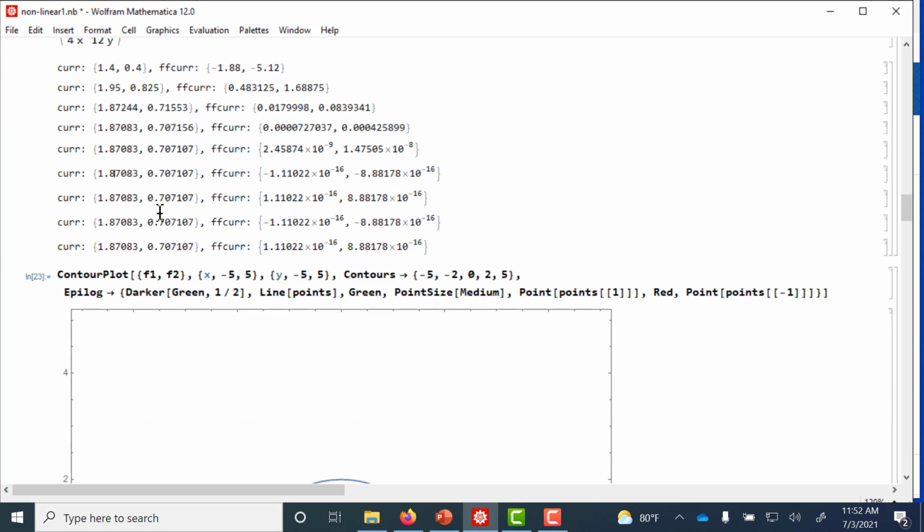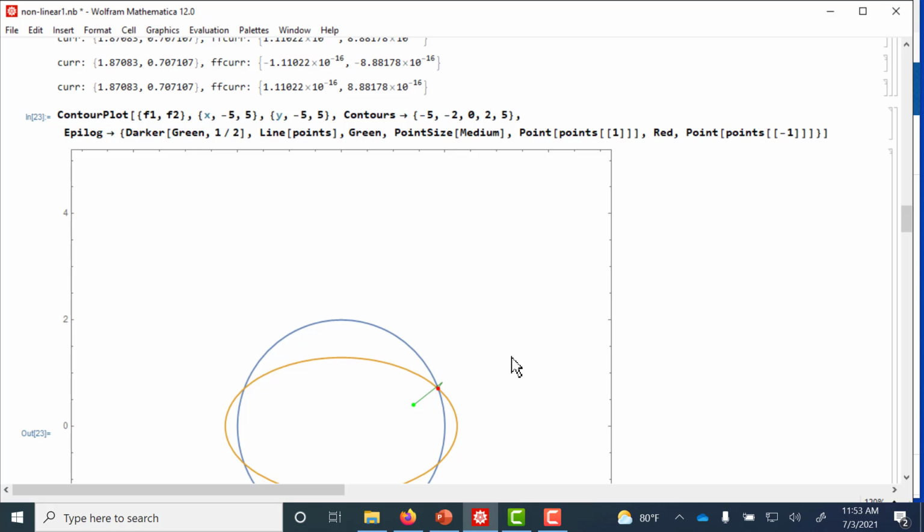Because I do a contour plot. I take the points and put those in the epilogue like I had prepped before. I do my points in a line in dark green. Then I do my start point, point 1, in green. Dark green is my line, and then I do a point for my start point in green, and then I do red. When I do points -1, that gets the last one. Red's going to be your final point. So see what that looks like.